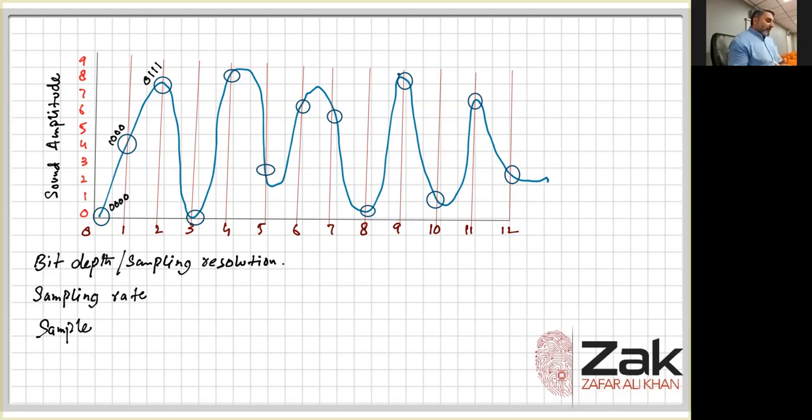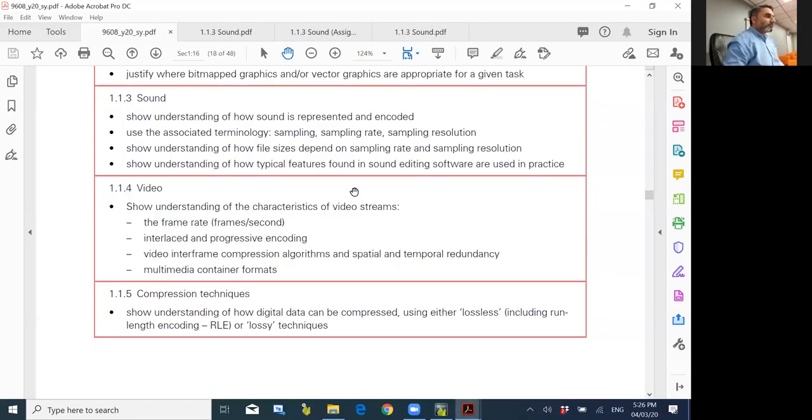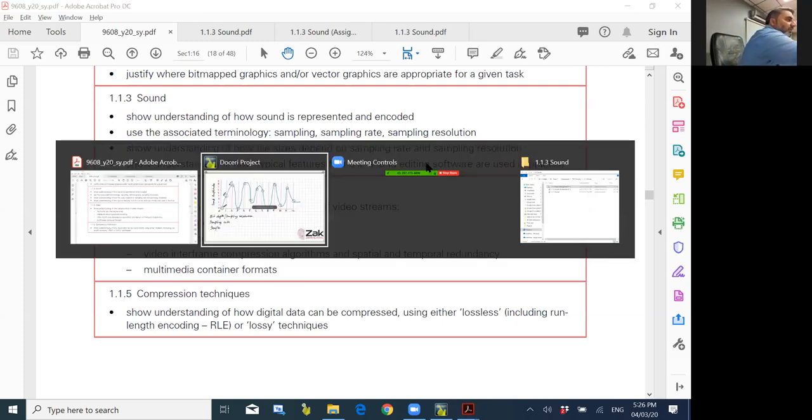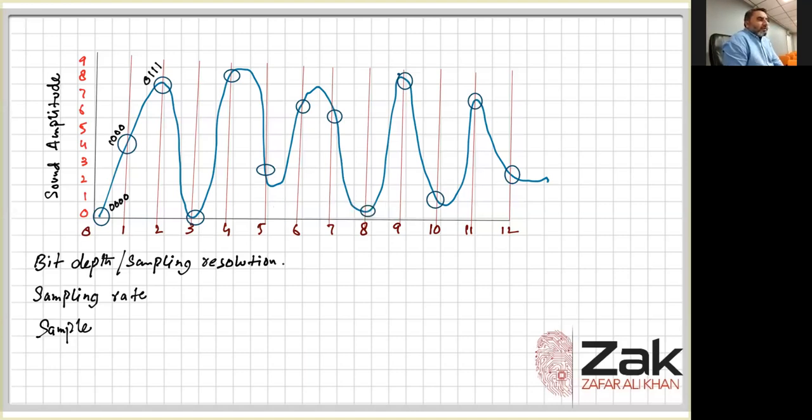Now, recorded sound is often edited using software. So the last thing is this: show understanding of how typical features found in sound editing software are used in practice. It's not that you have to download Audacity or some other software, but you should have knowledge that there is software used to edit sound, and what features are available in that software. Other than that, no practical knowledge is required.